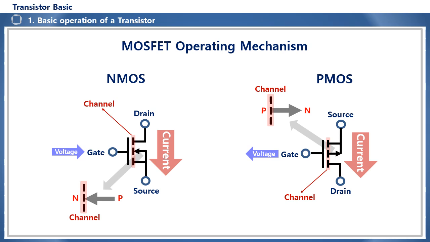You can distinguish NMOS and P-type MOSFETs by looking at the arrow on the source side. The NMOS on the left has an arrow pointing to the channel, so the source side is P and the channel side is N, making it an N-channel MOSFET, or NMOS. The P-type MOSFET on the right has an arrow starting at the channel, so the channel side is P and the source side is N, making it a P-channel MOSFET, or P-type MOSFET.